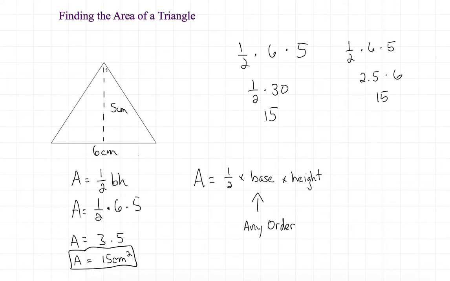So again, you're finding the area of a triangle. Just find the length of the base, then find the length of the height, and then fill in what you know. Fill in the formula of area equals 1/2 base times height.